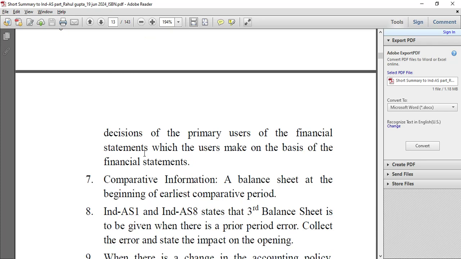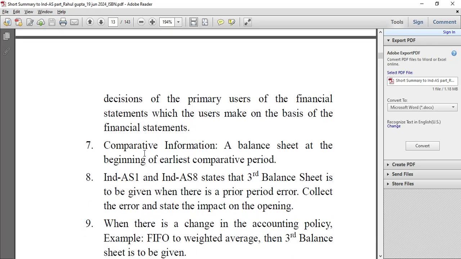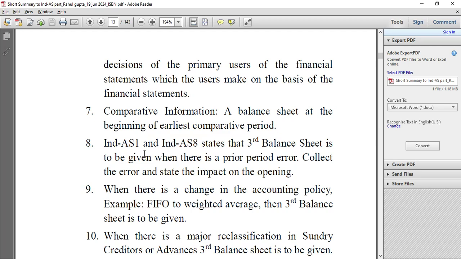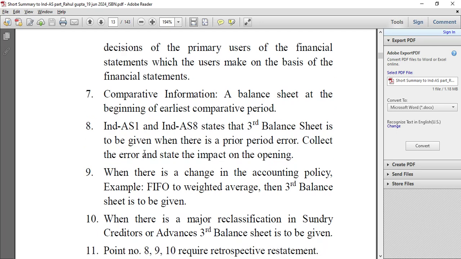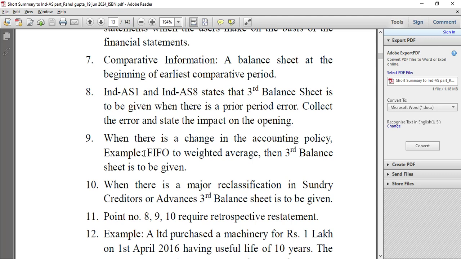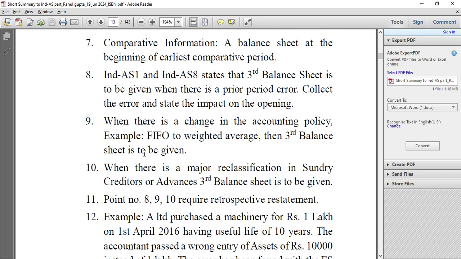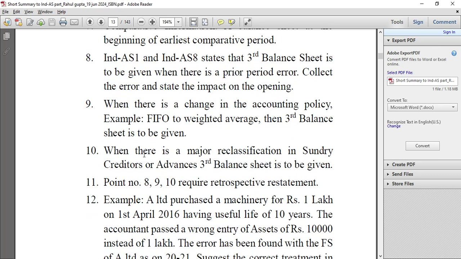Comparative information, a balance sheet at the beginning of the earliest comparative period. Ind-AS 1 and Ind-AS 8 state that a third balance sheet is to be given when there is a prior period error. Correct the error and state the impact on the opening. When there is a change in the accounting policy, example FIFO to weighted average, then third balance sheet is to be given. When there is a major reclassification in sundry creditors or advances, third balance sheet is to be given. Point number 8, 9, 10 require a retrospective restatement.